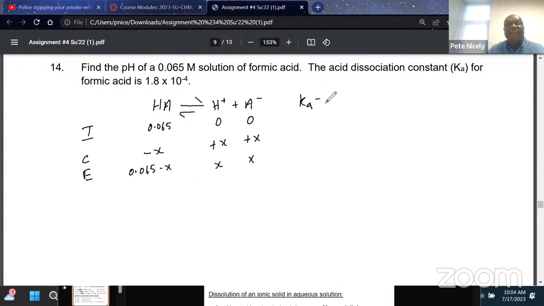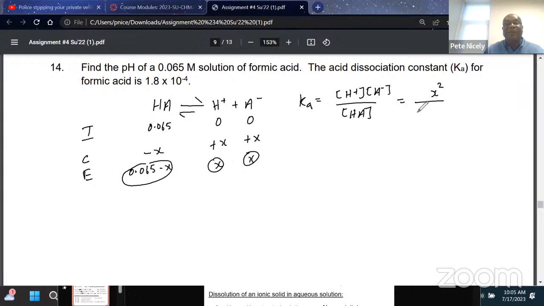So Ka is going to be equal to the concentration of H plus times the concentration of A minus, all divided by the concentration of HA. And these are all equilibrium terms. So that means that we can place these terms into this equation. For H plus and A minus, it's X each. So when you multiply them, you're going to get X squared up top as the numerator. And below, you're going to have 0.065 minus X, all right?